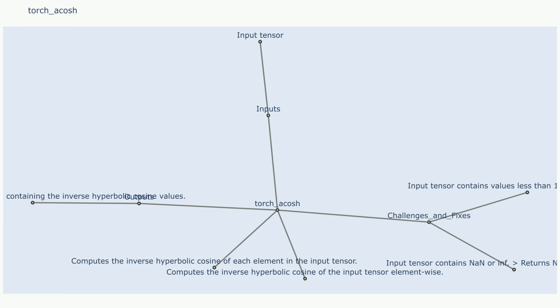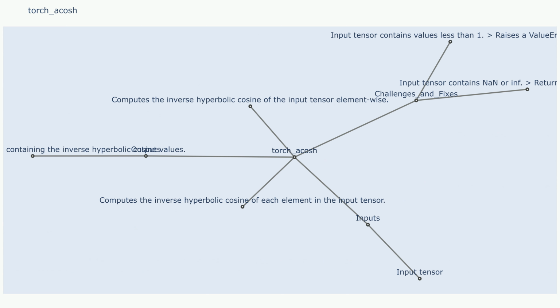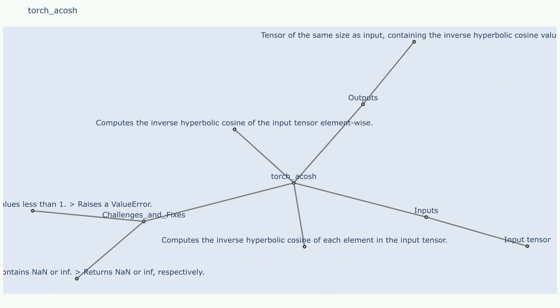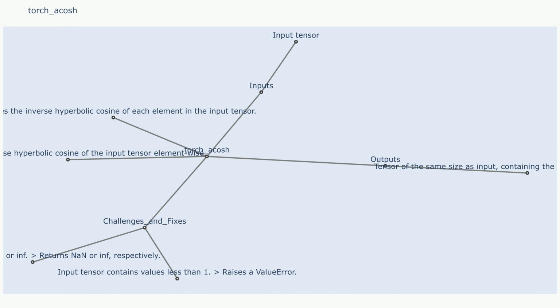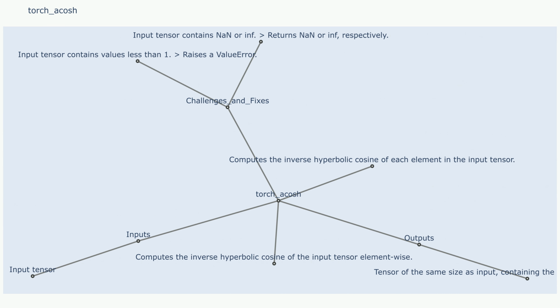Challenge 2: input values containing NaN or INF. If the input tensor contains NaN (not a number) or INF (infinity) values, the function will return NaN for those elements. Sample use case that resulted in challenge 2: input = torch.tensor([1.0, float('inf'), float('nan'), 2.0]). Fixes to challenge 2: handle or remove NaN and INF values before passing the input tensor to the function. Use torch.isnan and torch.isinf to identify these values and replace or filter them as needed.